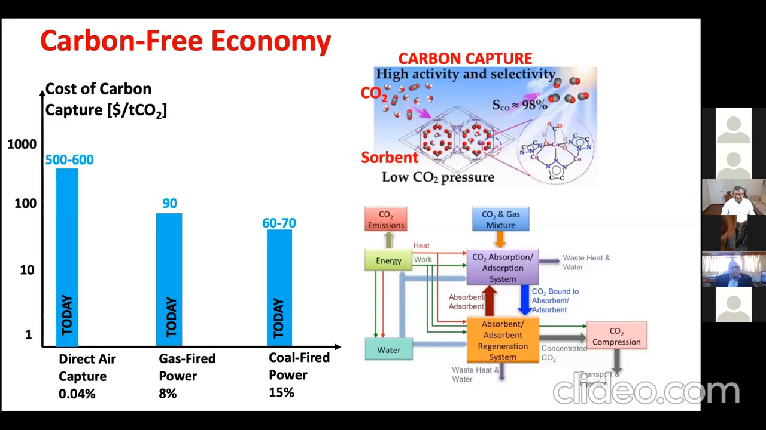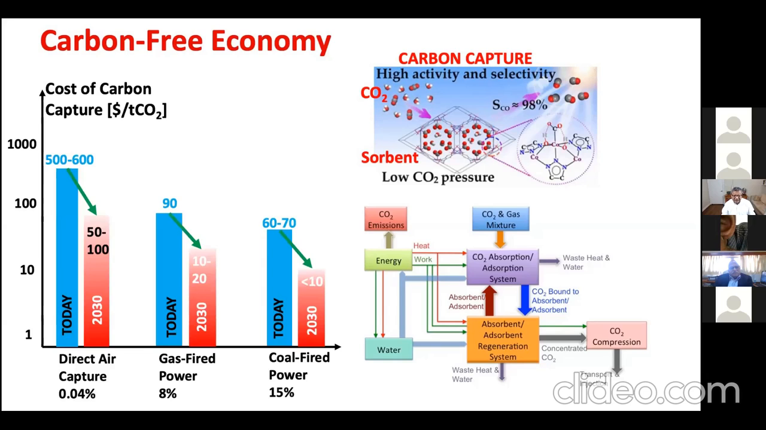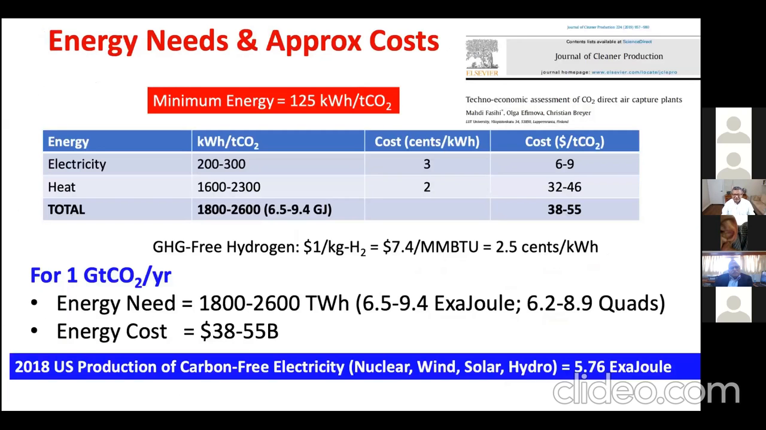So today, in a coal-fired power plant, the cost of carbon capture at about 15% CO2 is about $60 to $70 a ton. For gas-fired, it's about $90 a ton. And from direct air, it's about $500 to $600 a ton. All three of them are cost prohibitive. The question is, can we bring it down by a factor of 10 or so? This is a very hard problem, but of course, you cannot violate the laws of thermodynamics. So how far are we from the laws of thermodynamics?